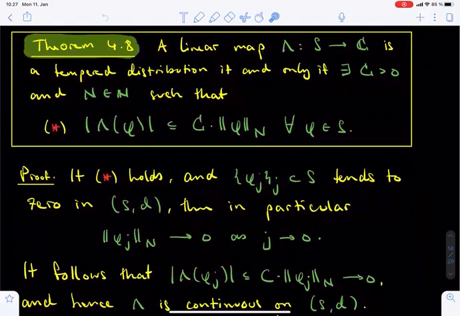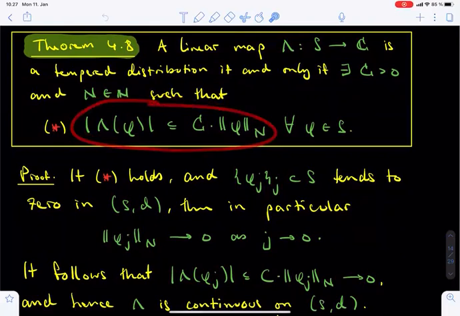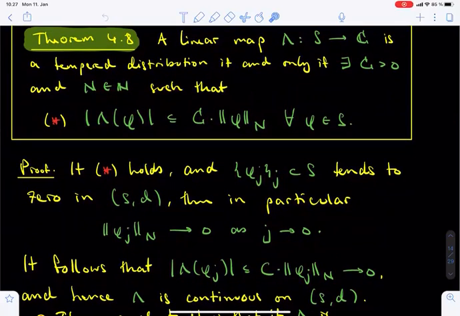We then prove theorem 4.8. One direction is very easy. Namely, assume first that lambda is a linear map on the space of Schwartz functions satisfying the inequality in theorem 4.8 for some constants c and n. We claim that lambda is then a continuous map on the space of Schwartz functions.